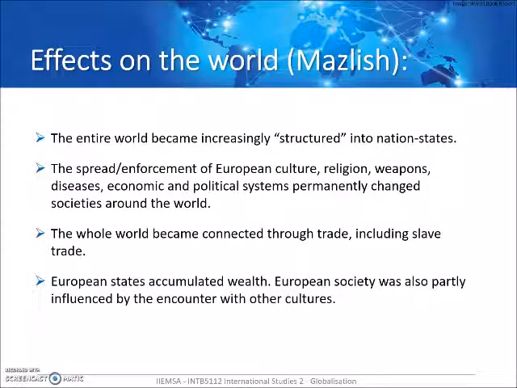And as a result, you also had European states accumulating incredible amounts of wealth, because of all the stolen resources, the conquered territories, and the exploitation of slave labor. So this also set European states into a position of advantage in the race around globalization that came later, right? On the other hand, you also had European societies starting to be partly influenced by the encounter with other cultures, so there was also diversification in terms of culture.